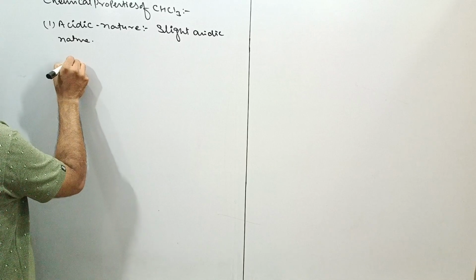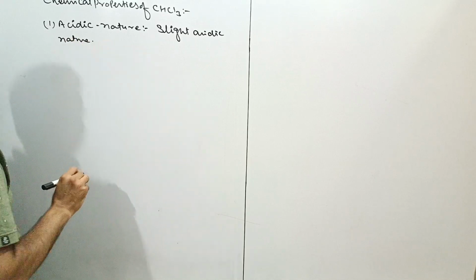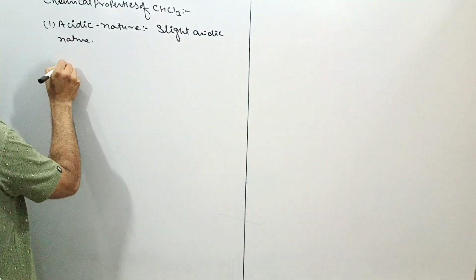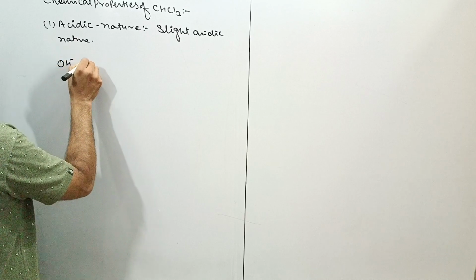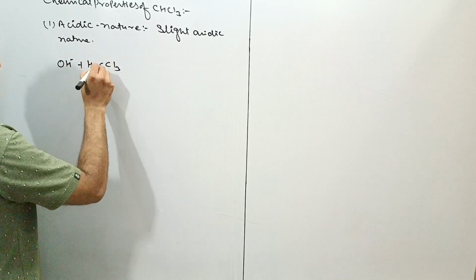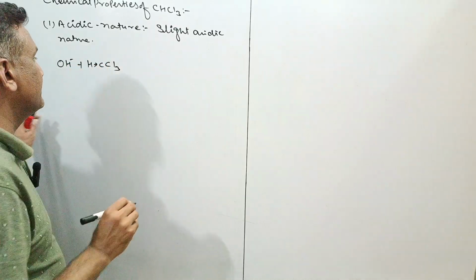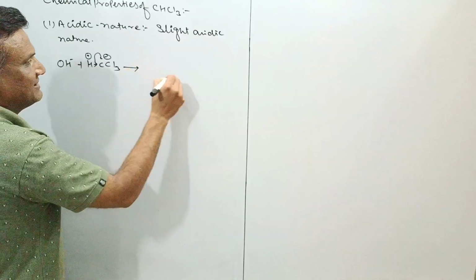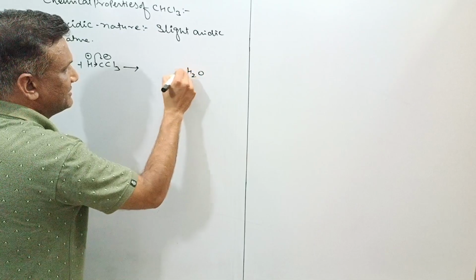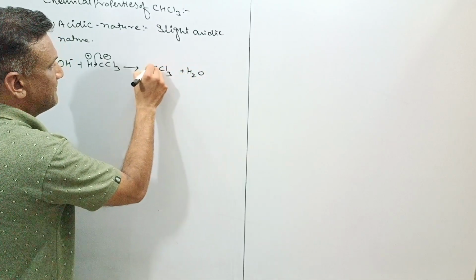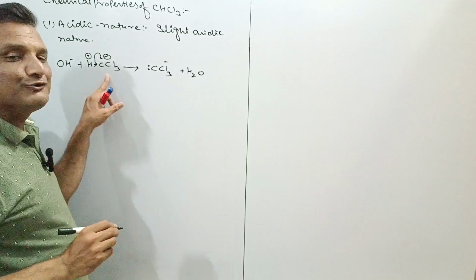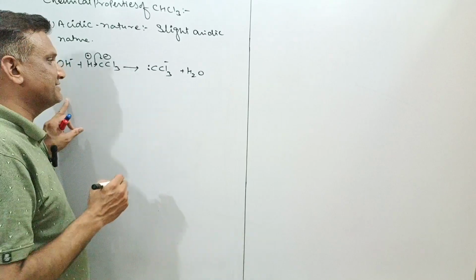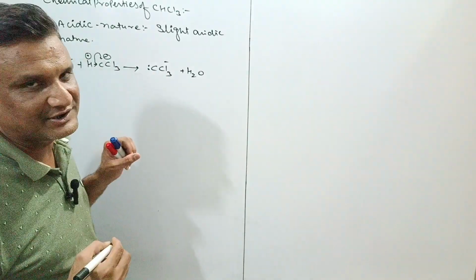Suppose this is chloroform; chloroform shows slight acidic nature. If there is the presence of a base, suppose OH minus, then due to the inductive effect, the minus I effect of chlorine, it withdraws the shared electron and donates H plus ion. This is the formation of CCl3 minus ion. Due to the minus I effect, it donates H plus ion. That's why it shows slight acidic nature. This reaction explains the acidic nature.